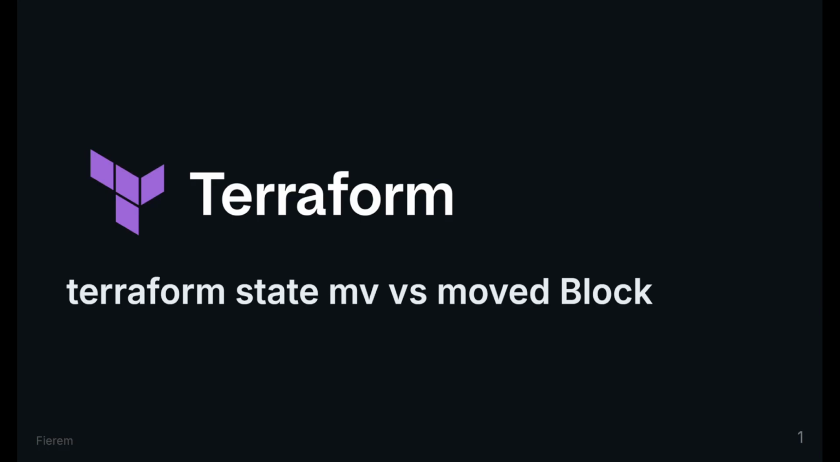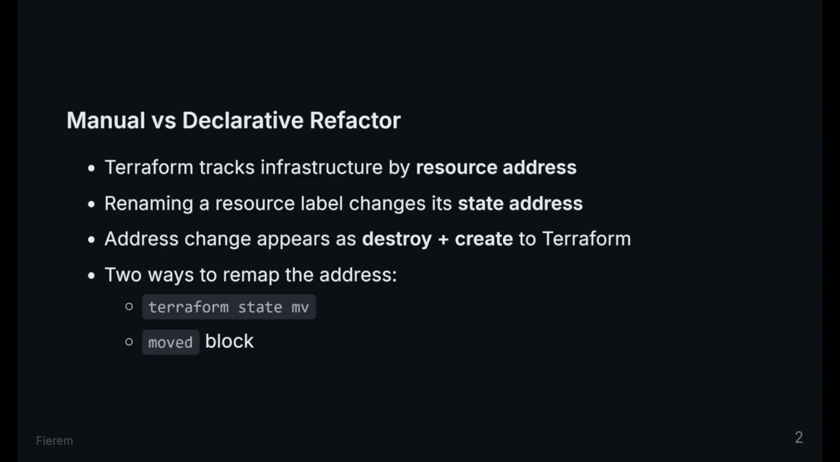Terraform state move versus moved block. Terraform state move edits the state file directly. That produces an immediate address rewrite with no configuration record of why it happened. A moved block records the address change in code. That produces a refactor that can be reviewed, replayed, and repeated across every environment.